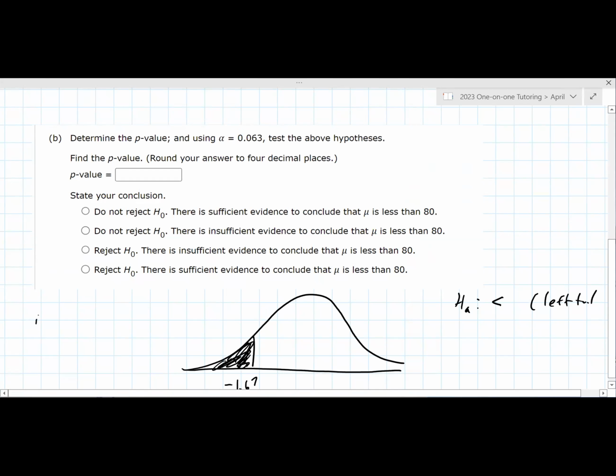So you're going to use normal CDF again. Your lower is minus 10 to the 99. Your upper is minus 1.67. Mean of 0, standard deviation of 1. So just typing that in real quick.